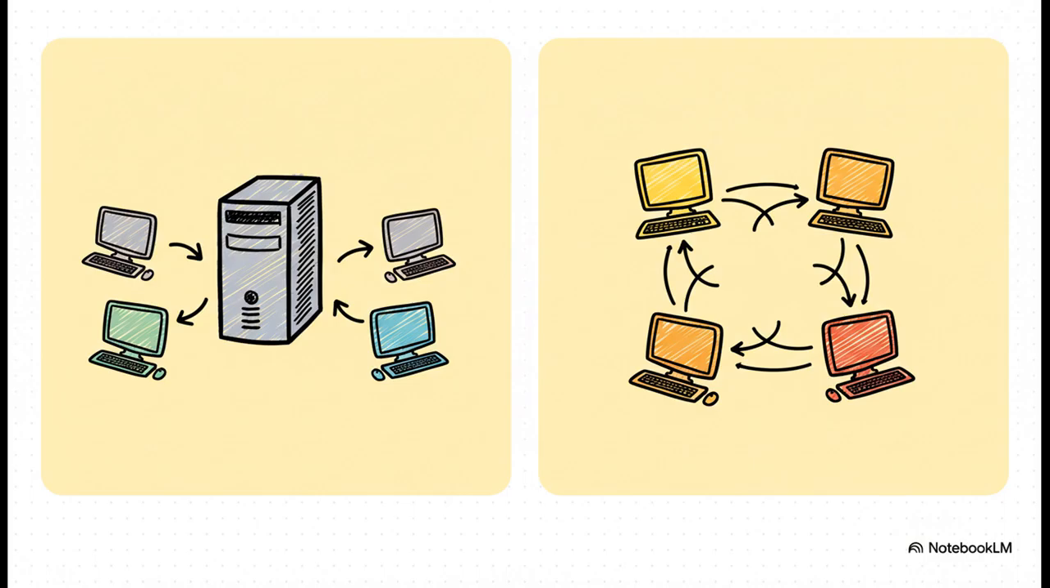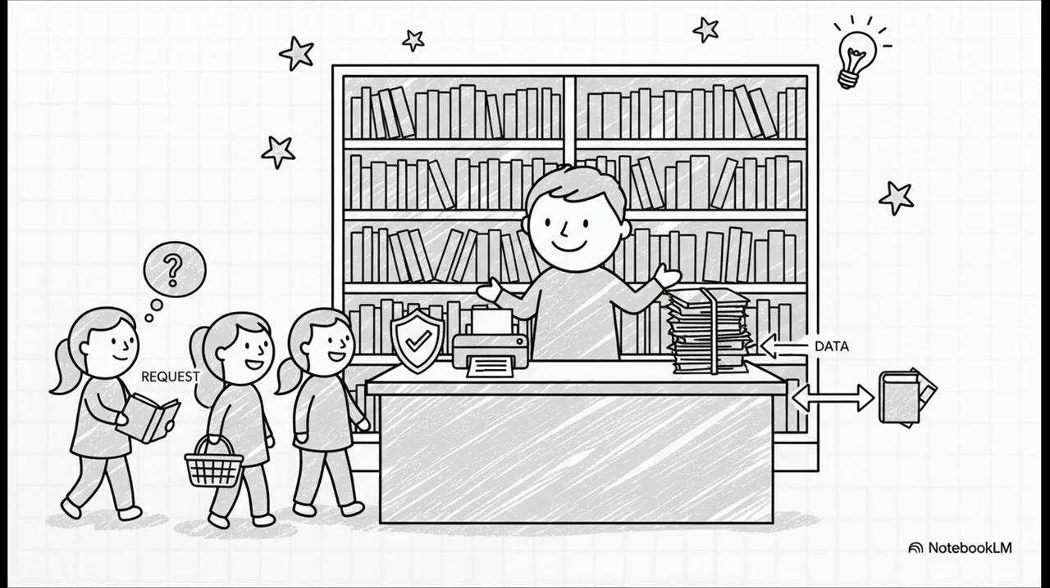Let's use a couple of easy analogies to really see the difference. All right, picture the client-server model as a library. You've got a central librarian, that's our server, and they manage everything. All the books, all the resources. The server handles security, it handles printing, it runs backups. You, as a client, just walk up and make a request, and the librarian gets you what you need. It's all very centralized, super organized, and pretty secure.